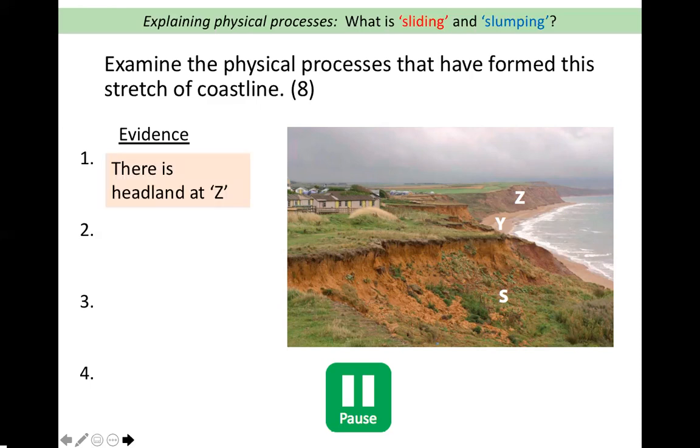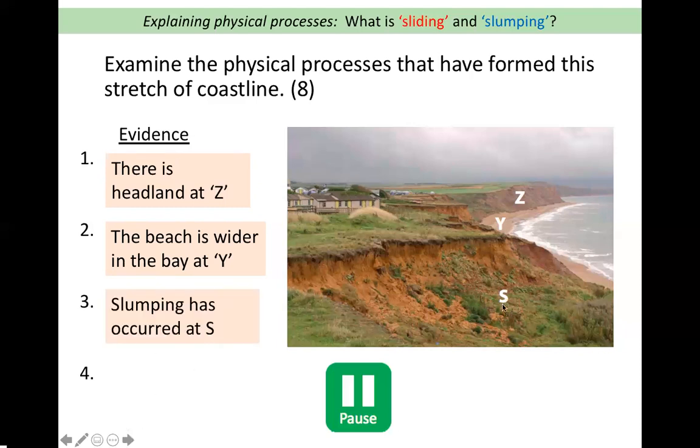So number 1, there is a headland at Z. Okay, we can tell because it's sticking slightly further out into the sea. So it might be made of slightly more resistant hard rock. That's going to come into our explanation. The beach is wider in the bay at Y. So you can see on the headland, the beach is quite narrow. But there's more deposition inside the bay. We're going to explain that as well in our answer.